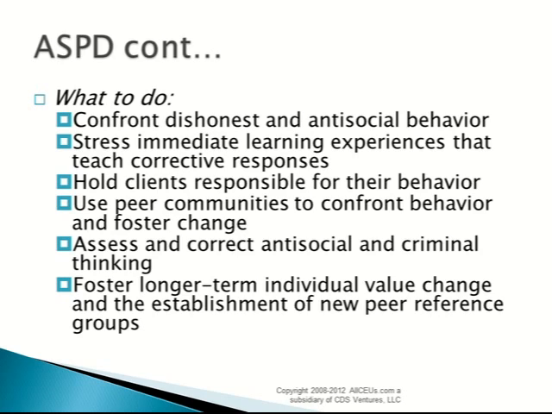You want to assess and correct antisocial and criminal thinking. Remember, people who are raised in an environment where antisocial and criminal thinking were the norm don't know any different. So you need to help them change their way of thinking in order to help them recover. And foster longer-term individual value change and the establishment of new peer reference groups. Who are you going to follow now? You're clean and sober. The guy selling crack on the corner probably isn't going to be your mentor. Who's your peer reference group? Who are you going to hang out with? What values are you going to ascribe to?